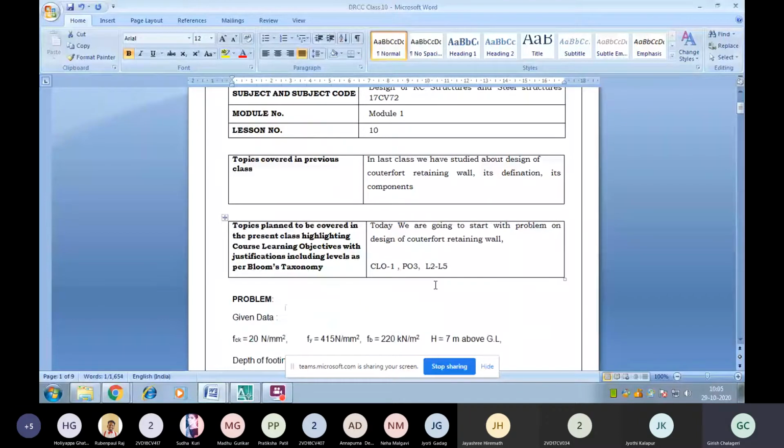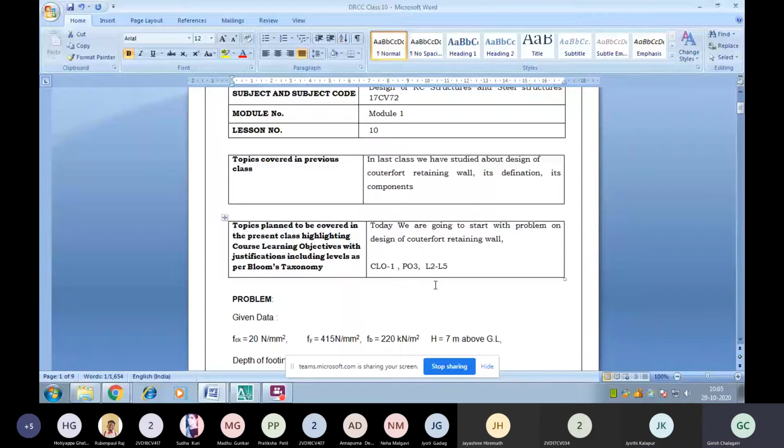In the previous class, we studied the design of the counterfort retaining wall: its definition, what it means, its components, the design steps, how the individual components are designed, what the criteria are, and when you would use a counterfort retaining wall rather than a plain retaining wall. That was all covered in yesterday's class.